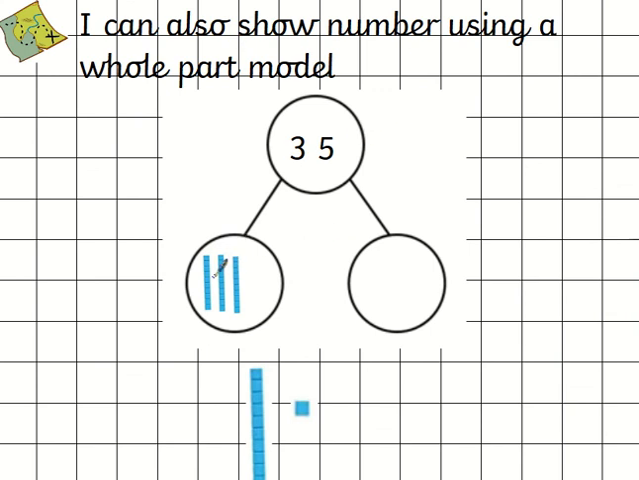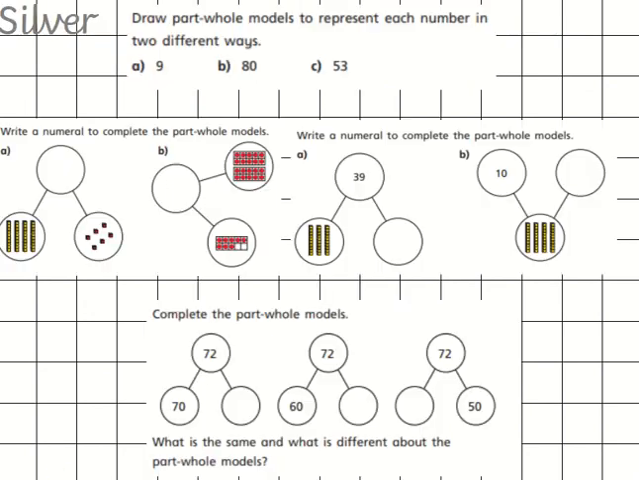Now, I can also show a number on the part whole model again, but I can show it here. So I can still show it with the Deans, but I can also show it with my digits. And this is what some sneaky quizzes and assessments will do. So this is what we need to remember, okay? So I've got 3 10s, which gives me my 30, and I've got 5 1s, okay? So I can move on.